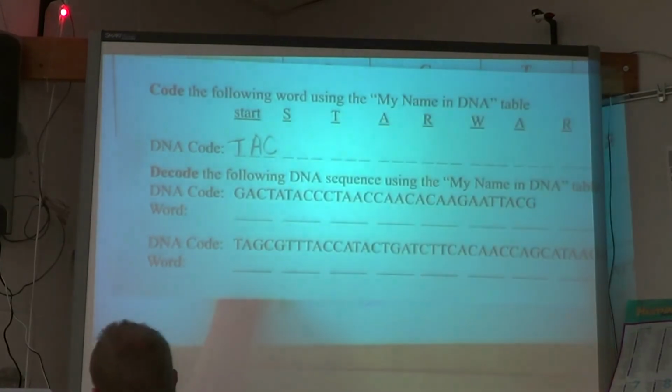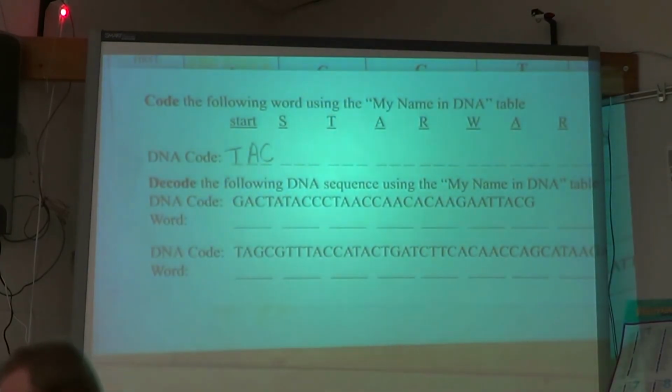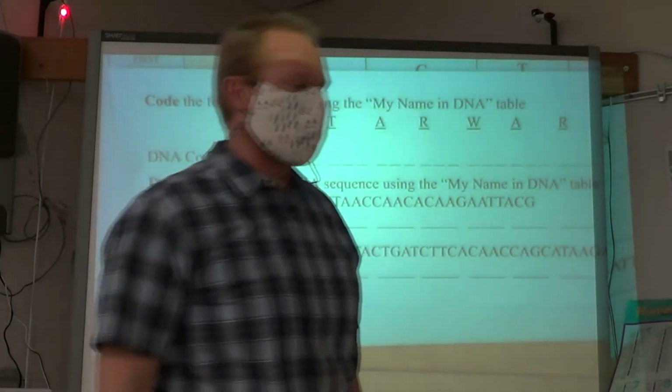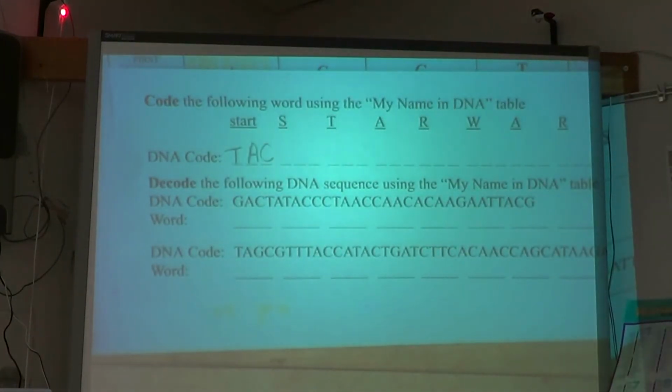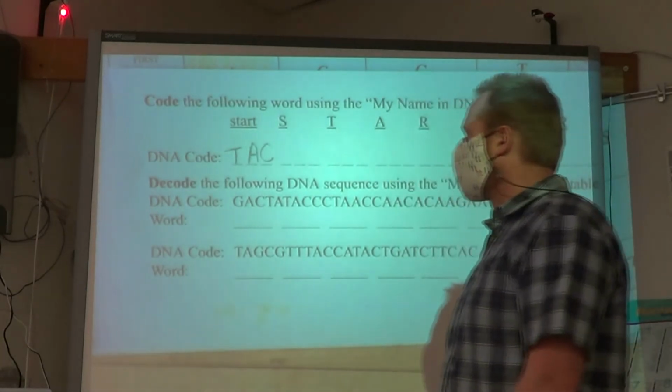So my third letter is the letter C. Now, do you see start anywhere else on that chart? Nope. There's only one way to start spelling a word, and it has to be TAC. It's the only way you can start spelling a word, because that says start spelling my word right here.